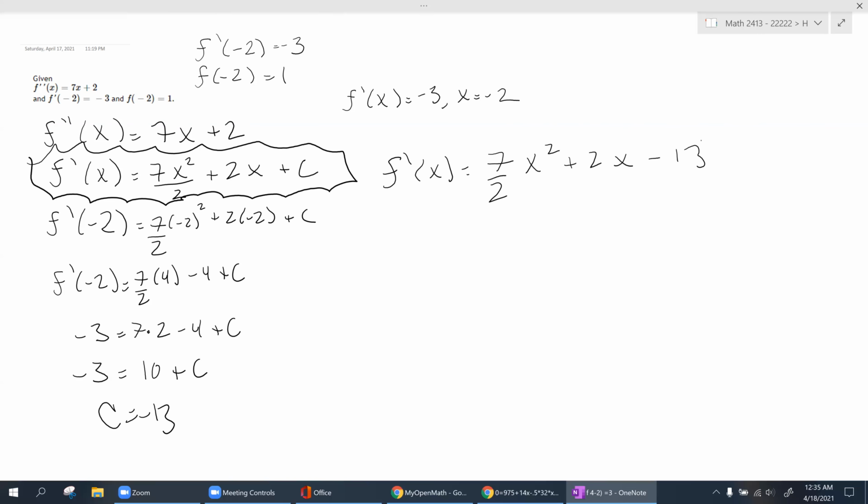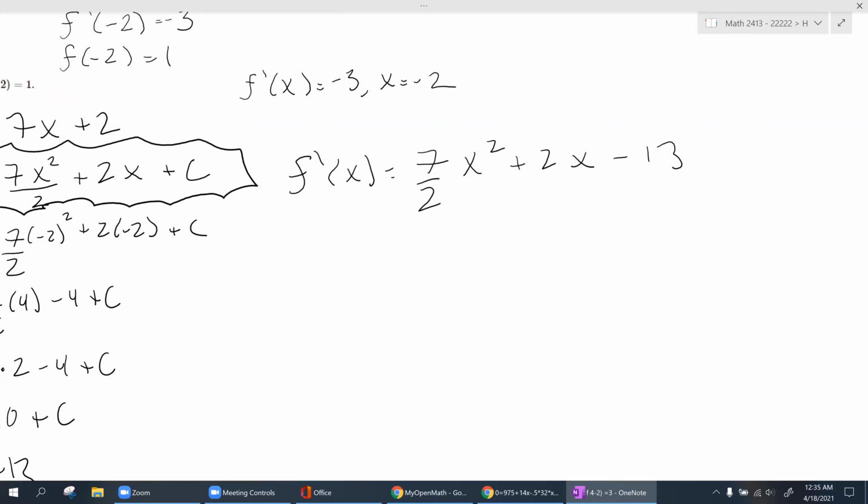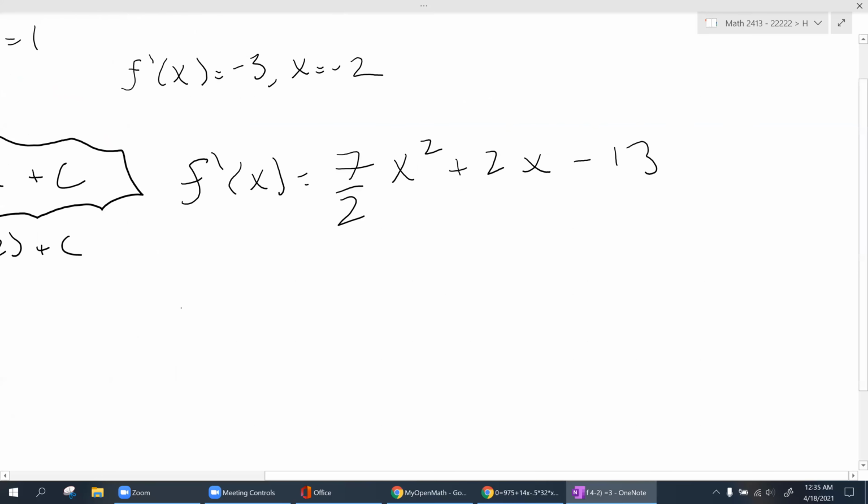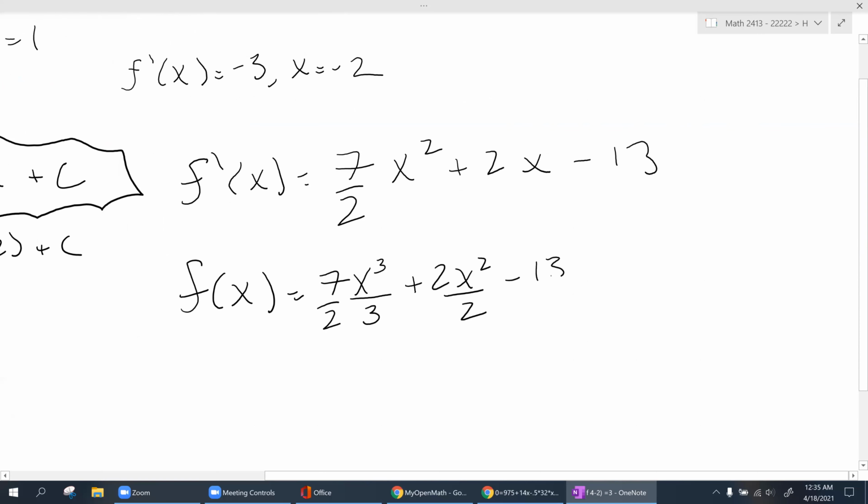And I'm not done yet. I need to find the original function. So let me go ahead and integrate this. When I integrate this, I get back to the original function. This is 7 over 2 x to the third over 3 plus 2x squared over 2 minus 13x plus c. All right, let me go ahead and polish this up.